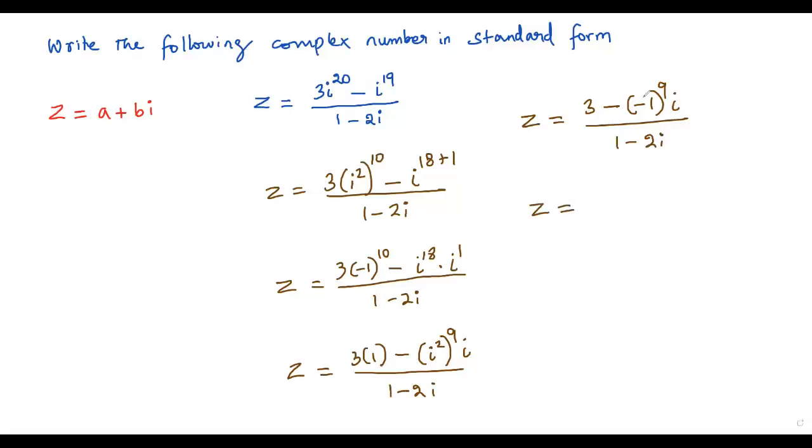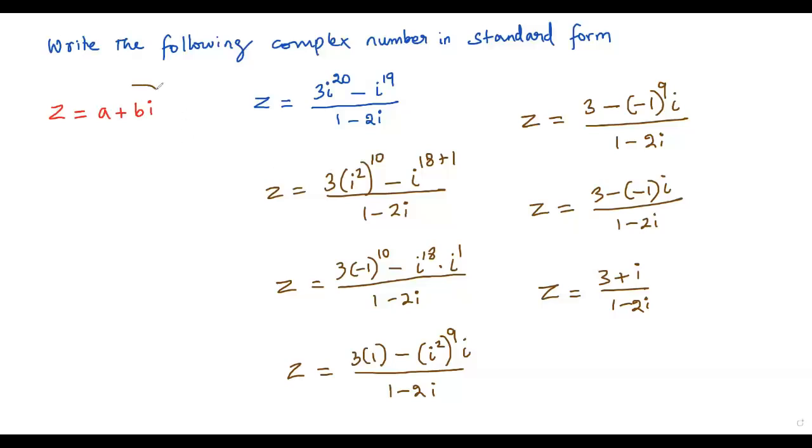Here we have exponent 9 for 1. When 1 is multiplied by itself 9 times, it is still 1. And this exponent 9 applies to the negative sign also. Whenever we apply an odd exponent to a negative sign, it remains negative. So the evaluation of this part is -1 times i over 1 - 2i. So 3 times negative times negative becomes positive, 1 times i is i over 1 - 2i. Now we have simplified the numerator.